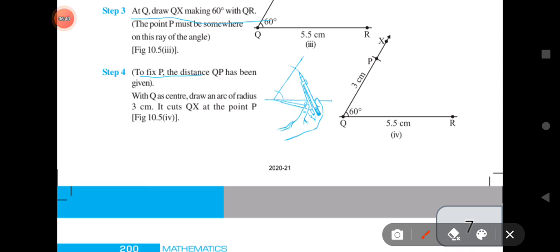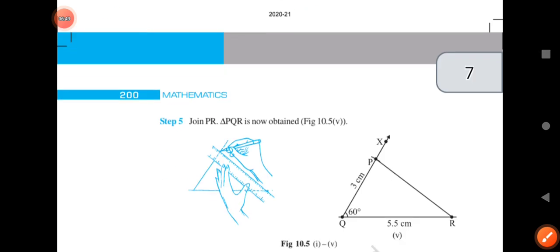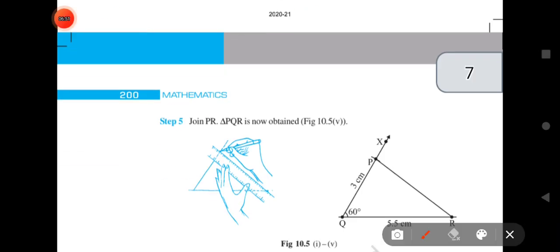4. To fix P, the distance QP is given. With Q as center, draw an arc of radius 3 cm. It cuts QX at point P. 5. Join PR. PQR is now obtained.